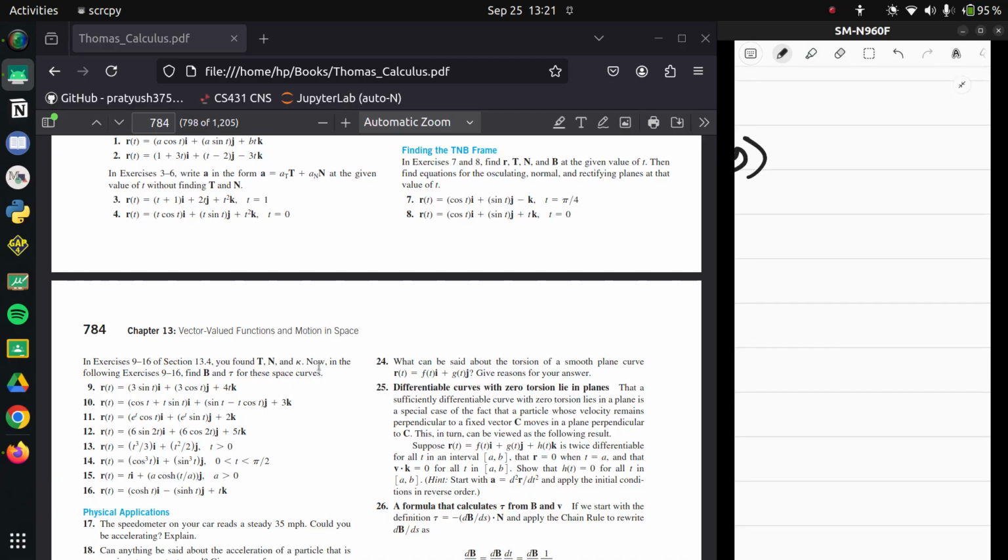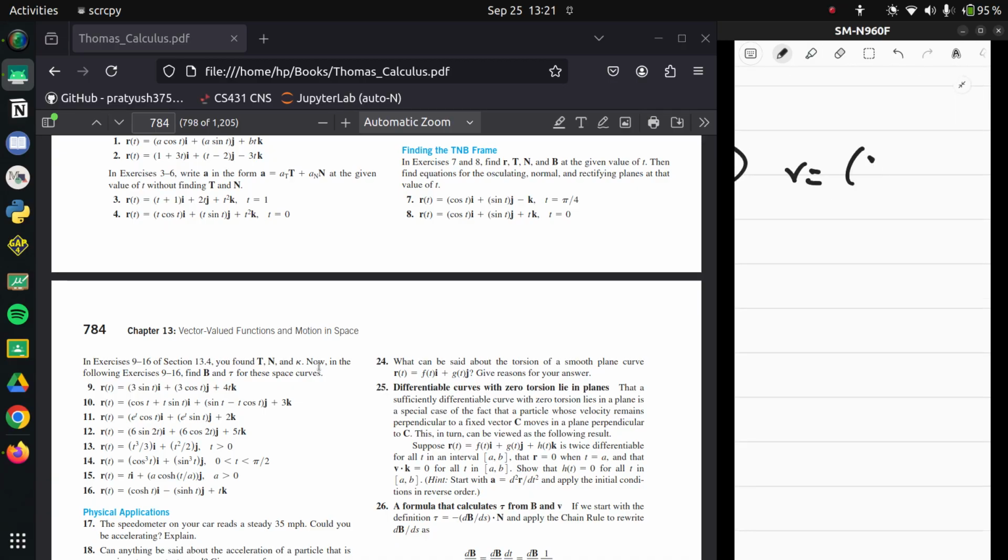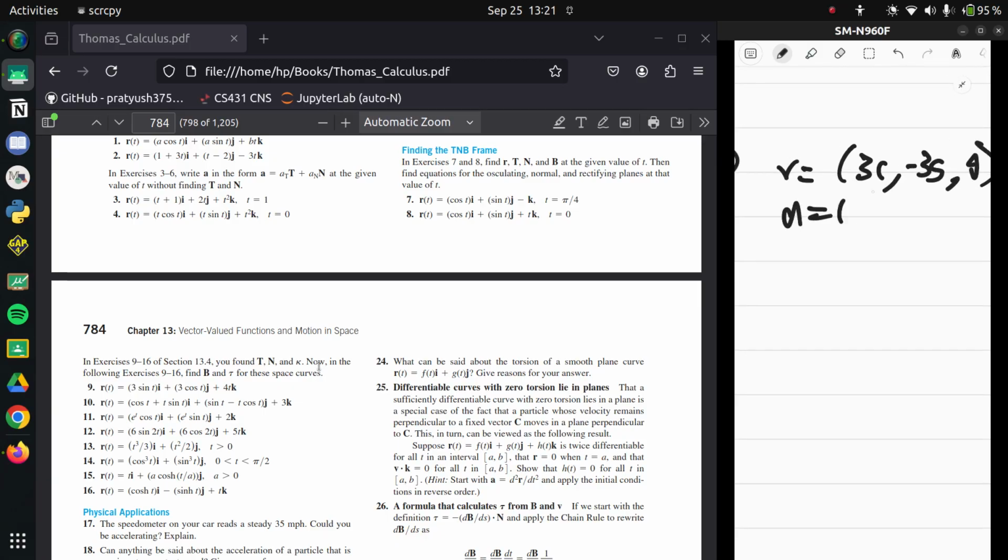Okay. So 9th question, let's go. R is this stuff, so velocity is what? Velocity is just 3 cosine, comma minus 3 sine, comma 4. Okay. So you don't want the acceleration, do you? No, you don't. Okay, so what you want is the B vector. So you know that B dot is just minus kappa N. So if you can figure out N, you already know what kappa is. Sorry, minus tau. If you can figure that out, you will be pretty much done, isn't it? Yes. Let's start with it.